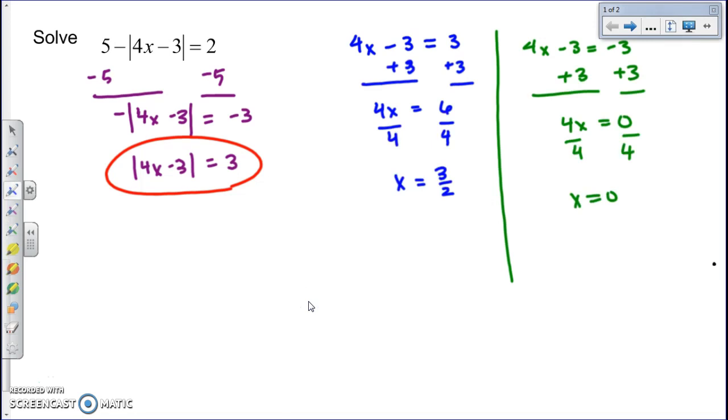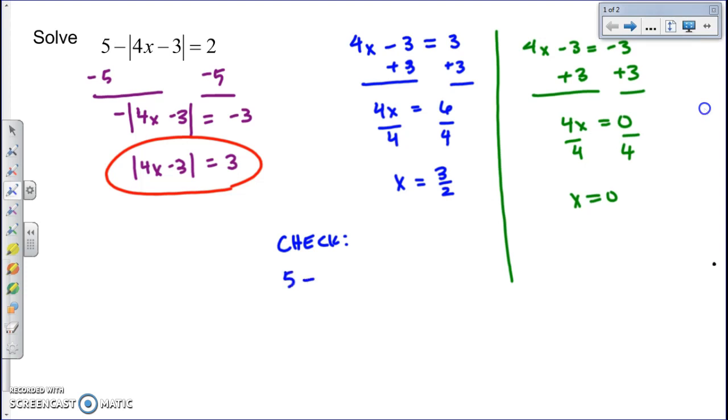You can see I've solved for x on both of these sides. Here I subtracted 3, they were subtracting 3, so I added 3 to both sides and then divided both sides by 4 and simplified my fraction. Again, they're subtracting 3, so I added 3 to both sides and got 0. 0 divided by anything is always 0. So the last step is to check your answer.